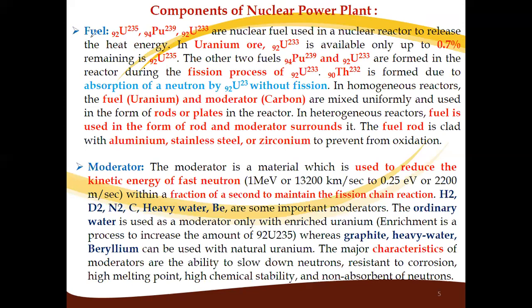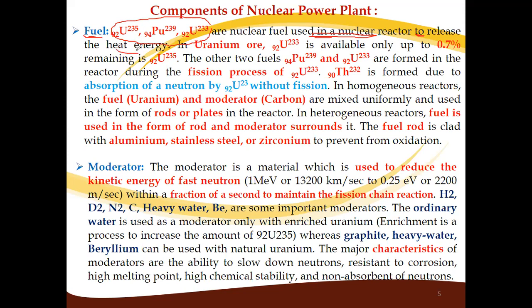It is the fuel, nuclear fuel. Mainly these three fuels are used as nuclear fuel: uranium 92-235, plutonium 94-239, and uranium 92-233. These are the three nuclear fuels that are mainly used in a nuclear reactor to release heat energy.